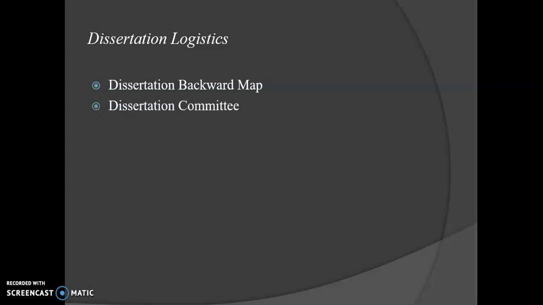So today we've taken a look at our backward map for success: how to get a committee, how to build a committee, how to dose out our credit hours, and then, of course, dissertation timelines for success. So if you have any questions regarding these logistics, let's get together in our one-on-one conference, and we'll answer those questions directly. Thank you.